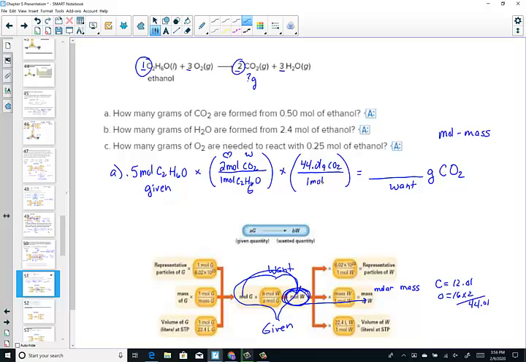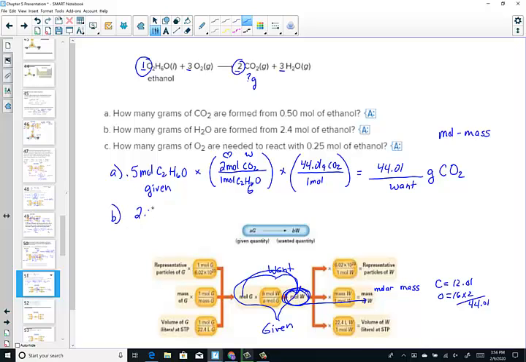Let's hit that out and see what we find. 0.5 times 2 over 1 times 44.01 is 44.01 grams. I'm embarrassed I hit that. It's the same number, 44.01 grams of carbon dioxide. Did you find that as well?